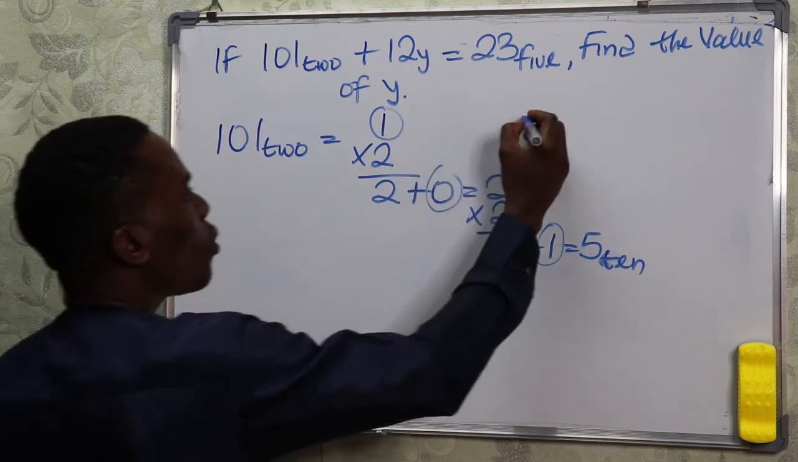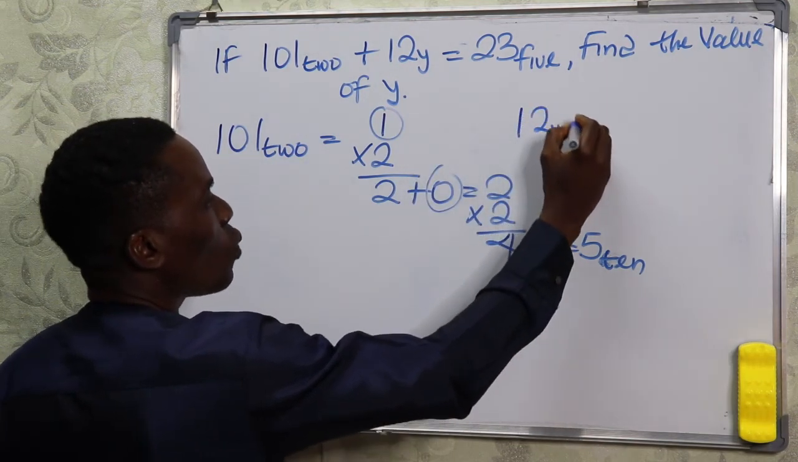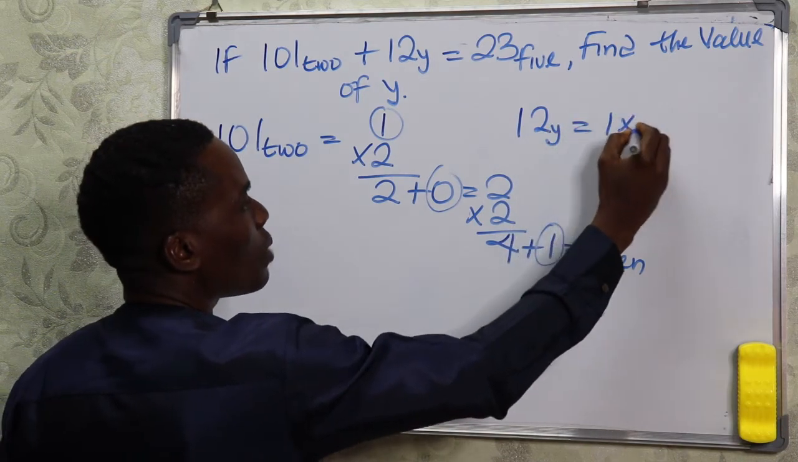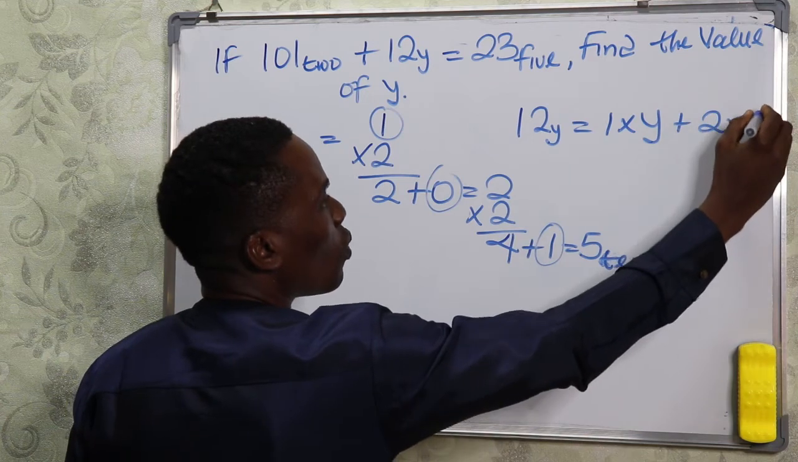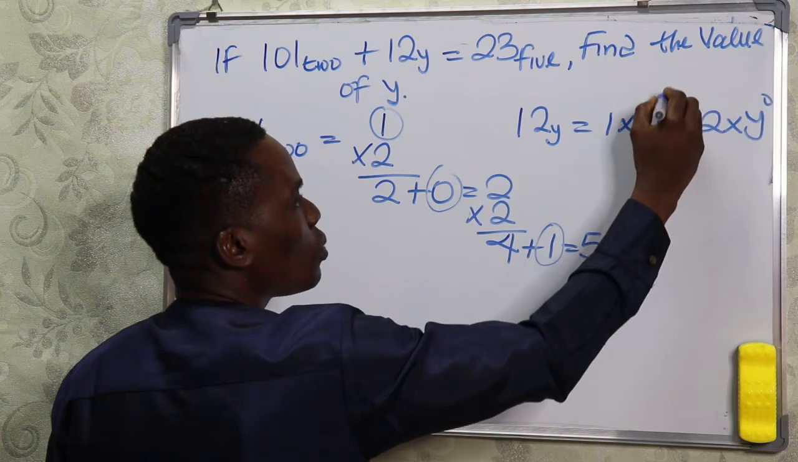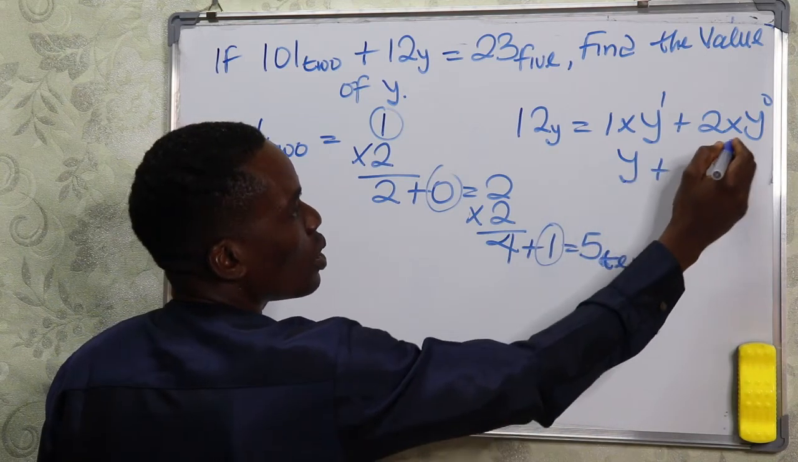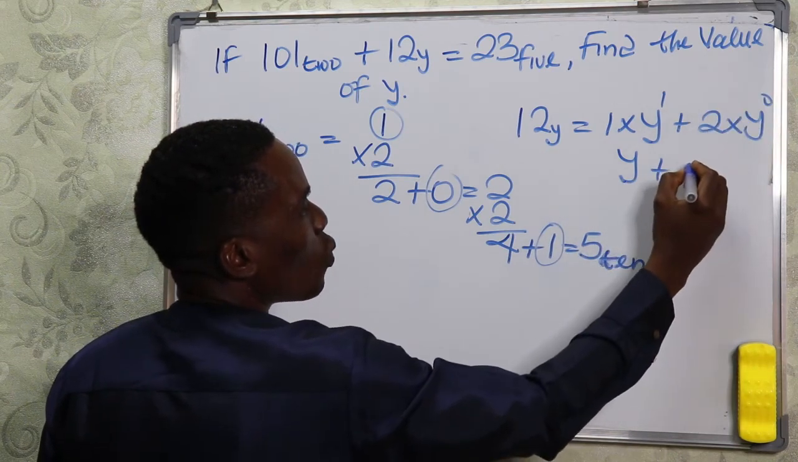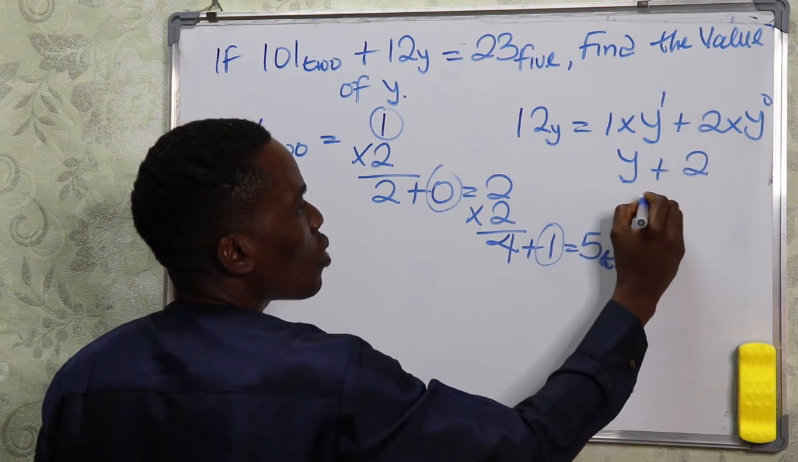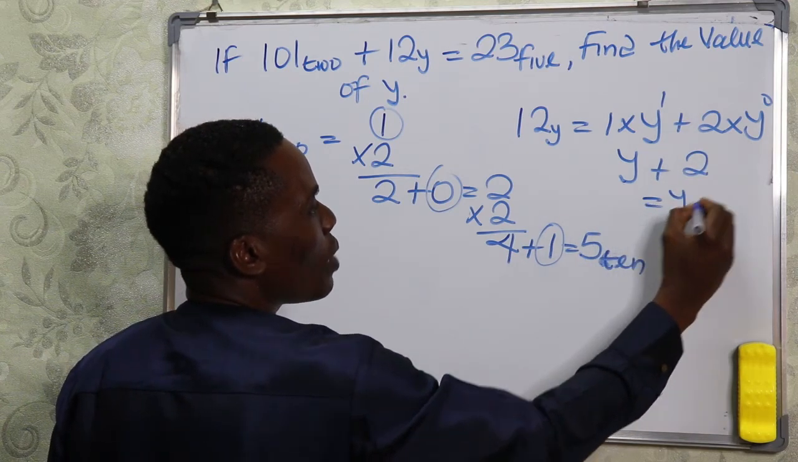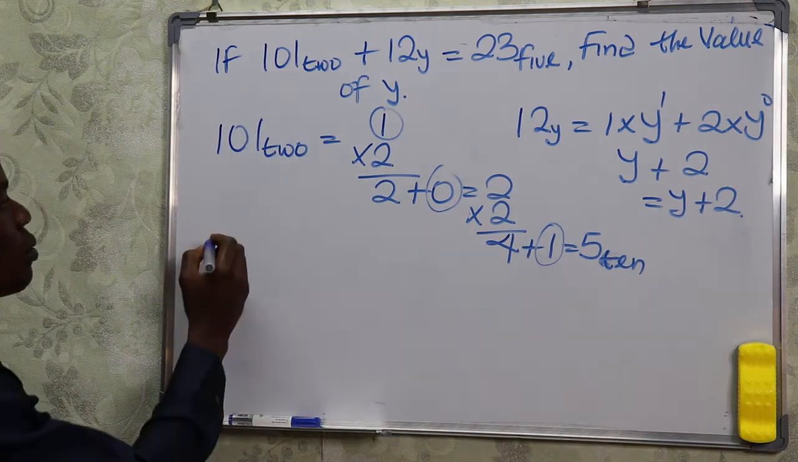Now let's look at how we convert our 12 base y to base 10. This will give you 1 times y plus 2 times y to the power 0. Anything raised to power 0 is 1. So that will give you 2 times 1, that will give you 2. So our 12 base y will be equal to y plus 2.